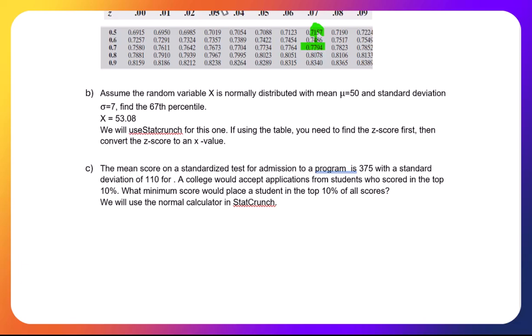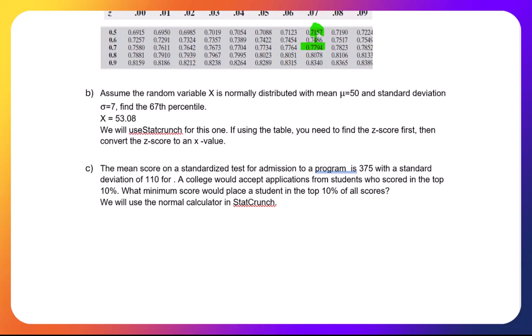Okay, next one. This is a good one. The mean score on a standardized test for admission to a program at a school is 375 with a standard deviation of 110. A college would accept applications from students who scored in the top 10%. What minimum score would place a student in the top 10% of all scores? Let's say, guys, you took this test and you want to see if you will be accepted at this college. So you want to check if your score is in the top 10% of all scores or not. Here's how you do it. It's very one step in StatCrunch.